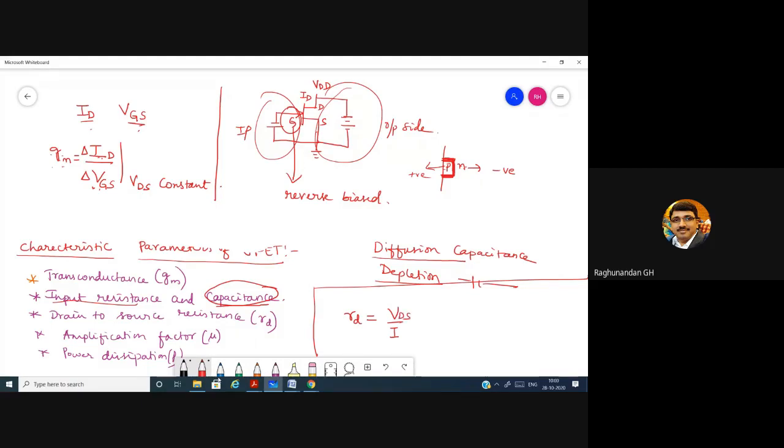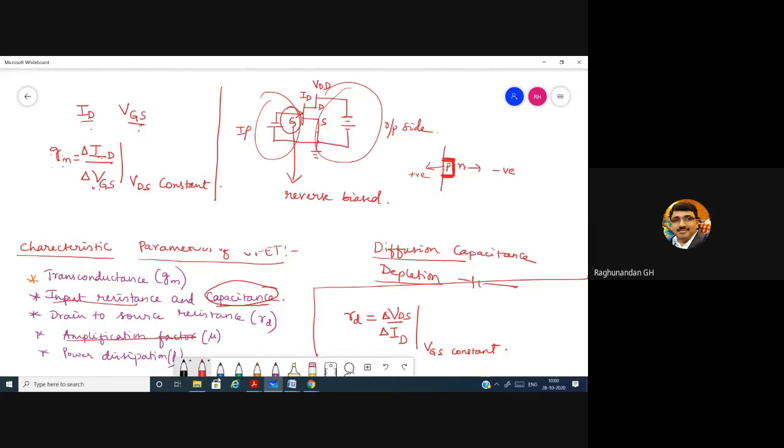What about this? This will be drain current. So in this case, we will keep VGS constant. So delta VDS by delta ID. So RD is the change in drain to source voltage with respect to the change in drain current, keeping VGS constant. That is drain resistance. After that, we have the amplification factor.